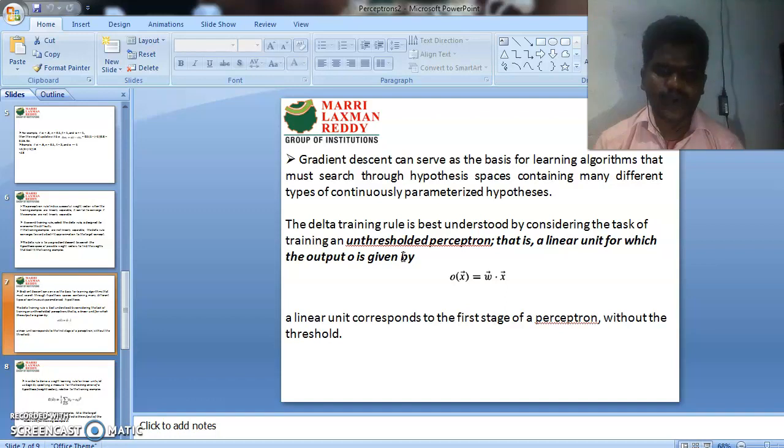unthresholded perceptron. An unthresholded perceptron is a linear unit for which the output is given by o(x) equals w dot x. Here the output is in the forward direction in the network. The output of the linear unit is equal to the input values multiplied by the weight values associated with the inputs. A linear unit corresponds to the first stage of a perceptron without the threshold value.